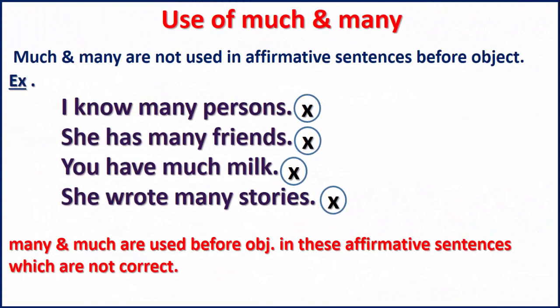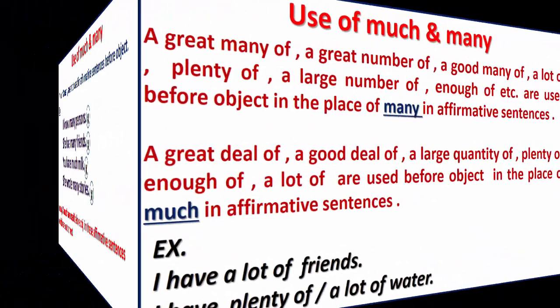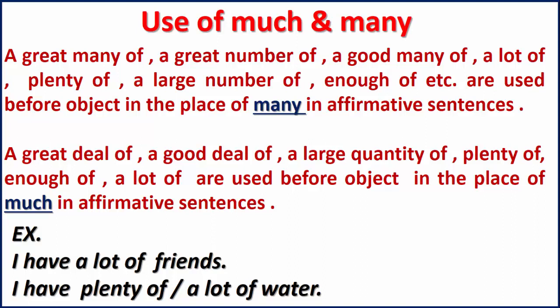This is the most important rule about much and many. Much and many are not used with affirmative sentences before an object. Look at the examples. First, I know many persons. Second, she has many friends. Third, you have much milk. And fourth, she wrote many stories. Here in all these examples, much and many are directly used before the object in affirmative sentences, which is not correct grammatically.